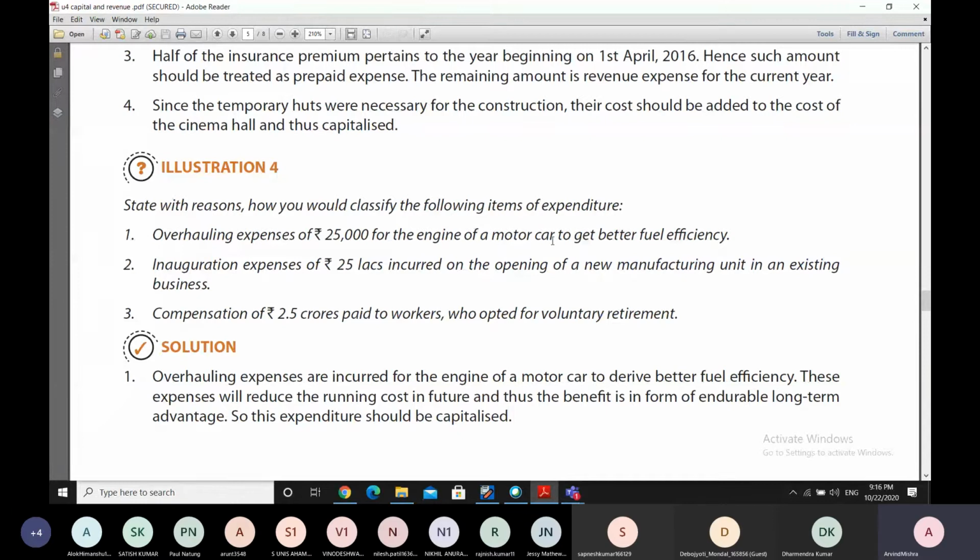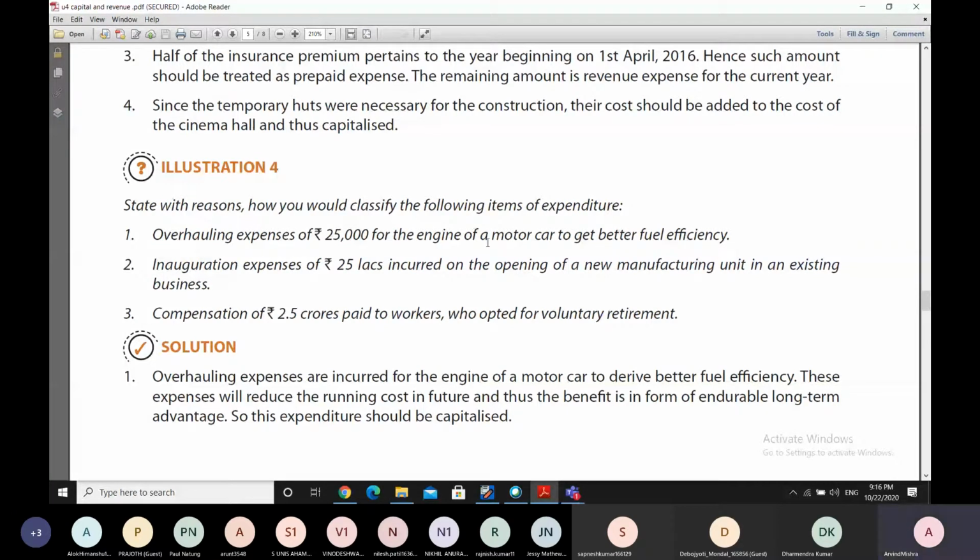So these overhauling expenses are incurred for the engine of a motor car. These expenses will reduce the running cost in future, so they will lead to a future benefit, and therefore we are going to get enduring benefit out of it. Since we are going to get enduring benefit out of it, therefore this expenditure on overhauling leading to better fuel efficiency will be capitalized.